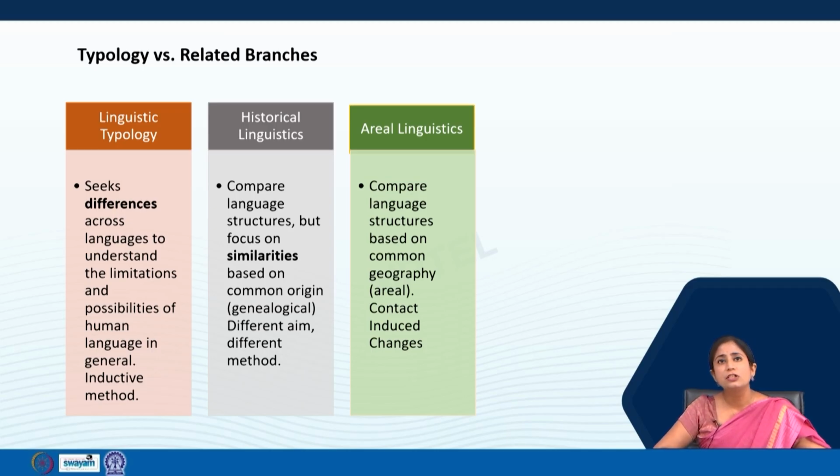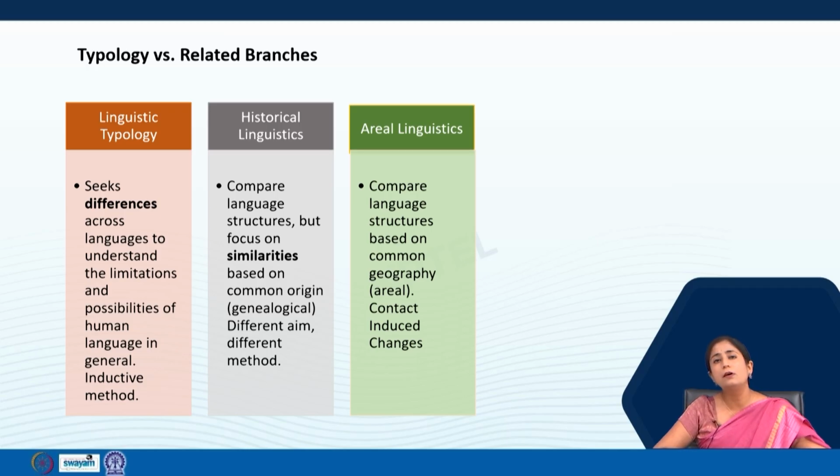Now when we talk about historical linguistics, they also compare languages. They also look at the structures of languages, but their focus is on similarities based on common origin. The focus is mostly on the common origin, how languages have evolved, and also how languages have changed over a period of time. So there is a little difference in the main aim.